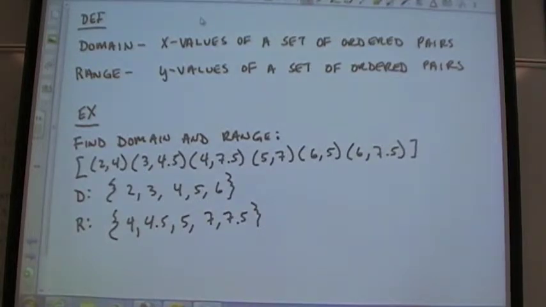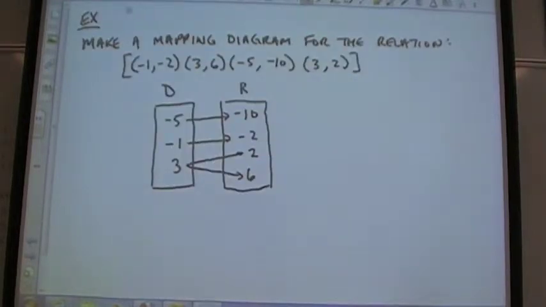Any questions on that? All right, next example. Make a mapping diagram for the relation. So you're given 4 points: (-1, -2), (3, 6), (-5, -10), and (3, 2).